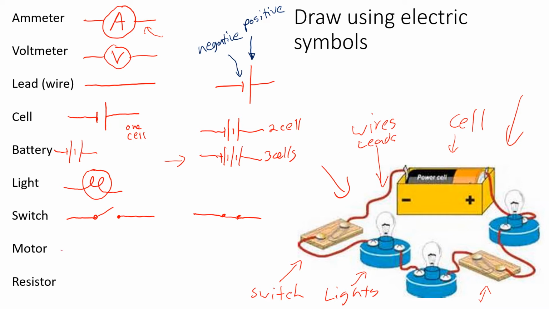A motor has this kind of picture. Three dots. And a resistor kind of looks like this picture.